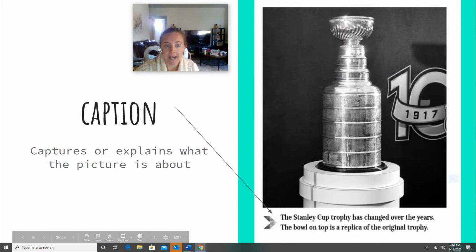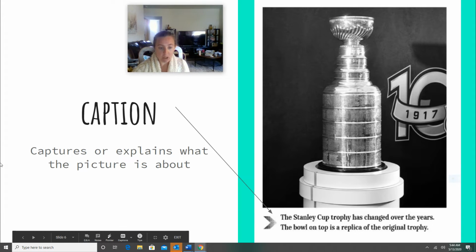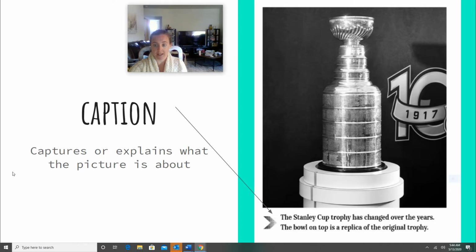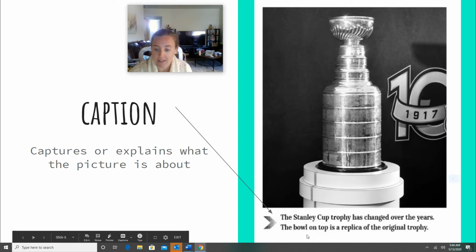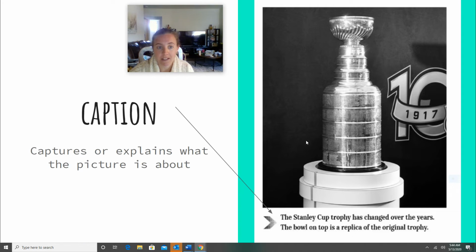The next thing that we have here is another caption, and a caption explains what the picture or the photograph is about. So in nonfiction text, photographs are real life pictures. Here, this caption says, "The Stanley Cup trophy has changed over the years. The bowl on top is a replica of the original trophy." Okay, so it's explaining what is in this photograph.